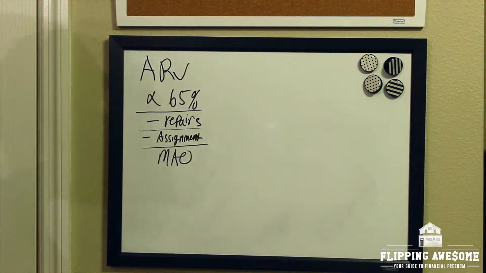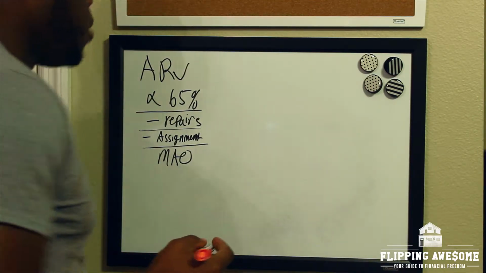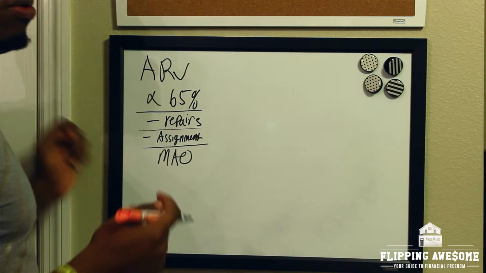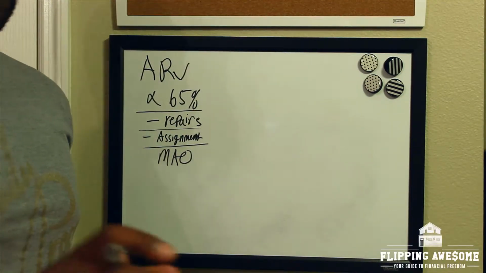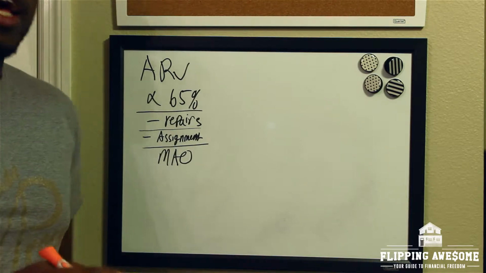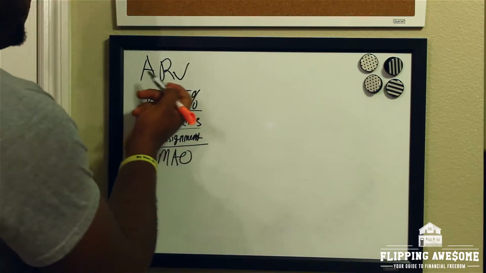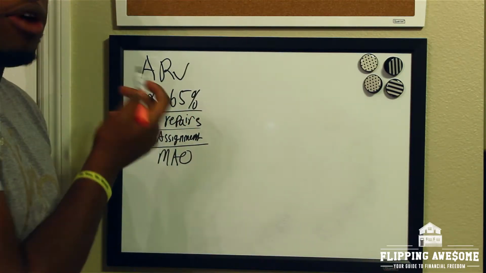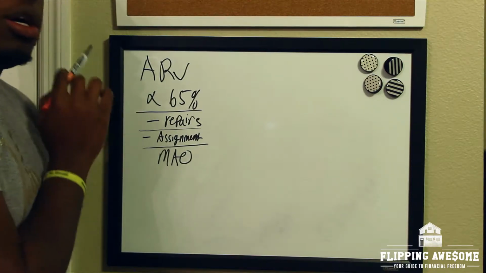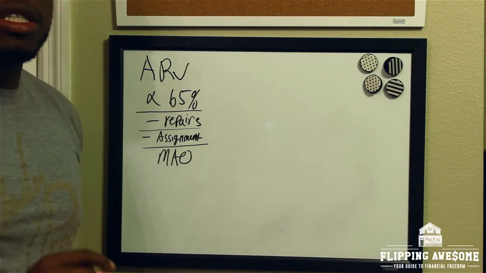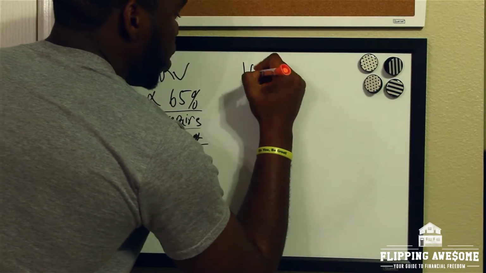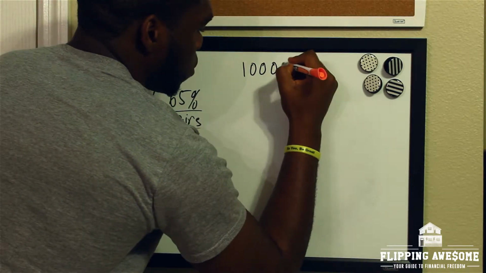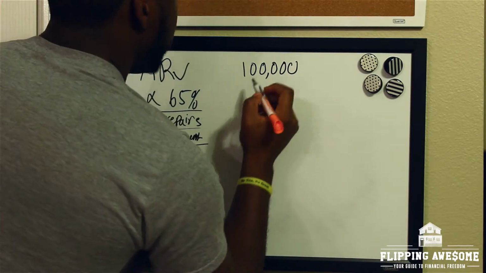Okay, I'm going to use simple numbers here. All right. So let's just say you were to find a house you wanted to buy, right? And let's say it's in a very low income market, and let's say that the ARV, by looking at some comparables, you see that properties like the one you're looking for are selling for $100,000 after they're fixed up, okay? So let's just say $100,000 is your ARV. All right, so that's your ARV right there.